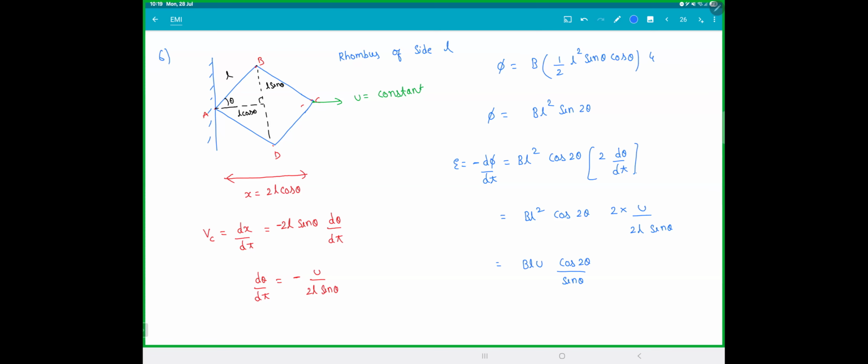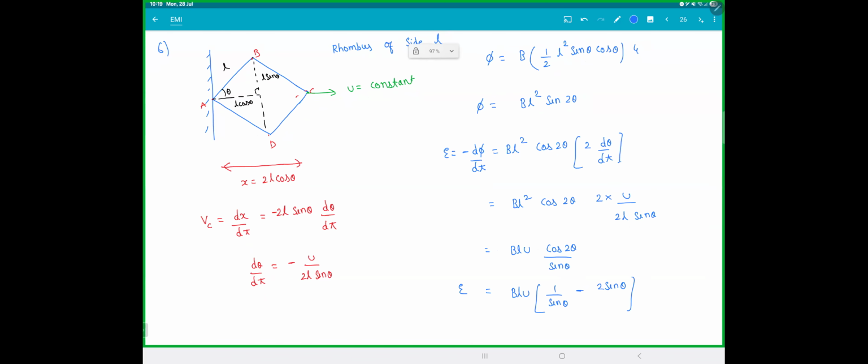You can write cos 2 theta as 1 minus 2 sin square theta. That will be 1 by sin theta minus 2 sin theta. You can do maxima and minima. You will notice that at theta equal to 45 degrees, you get the maximum EMF.